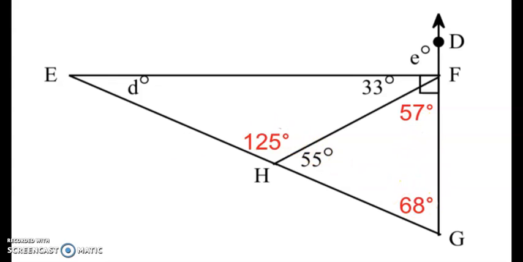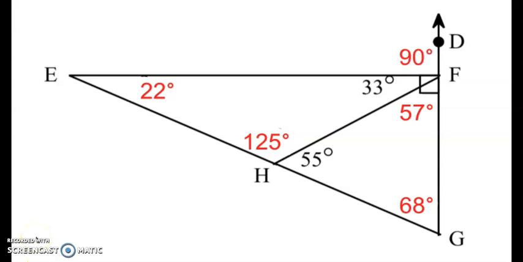get the 125. The next one I'm going to get is D, because 125 plus 33 plus D give you 180. So adding these two up and subtracting from 180 gives me 22. Now finding E, this and this 90-degree box here are a linear pair and add up to 180. So subtract 90 from 180, and that'll give you 90 for E.